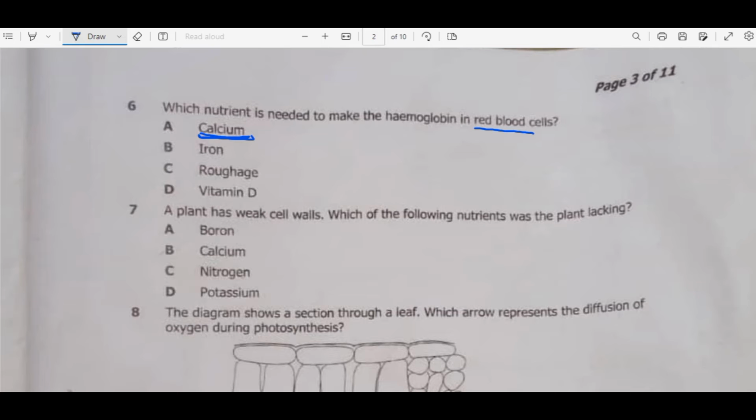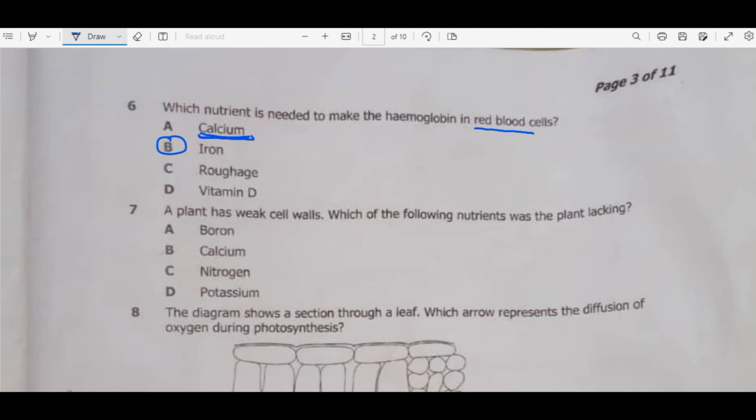So let us look at iron. Iron, yes, iron is needed in red blood cells, so we don't have to go any further and waste time. The answer here is iron. So let us move to 7.